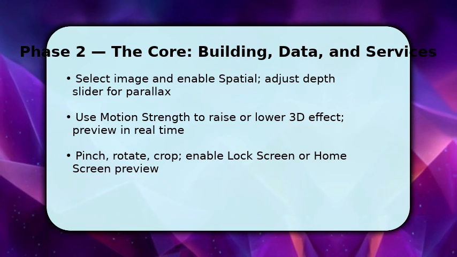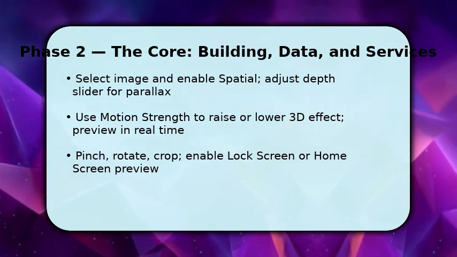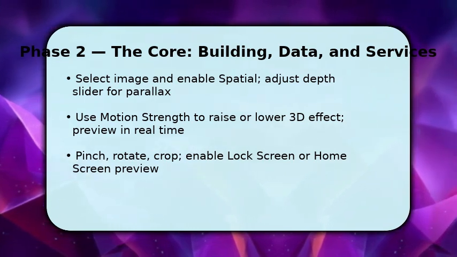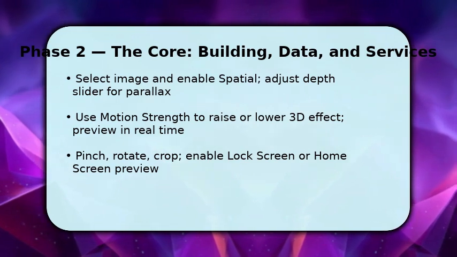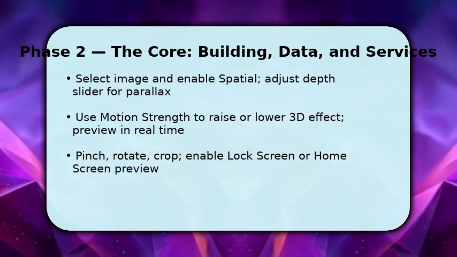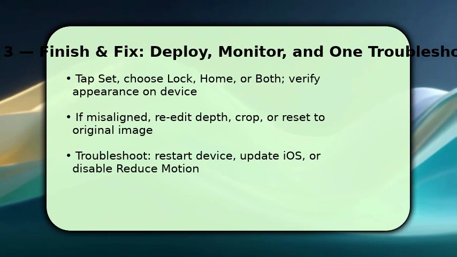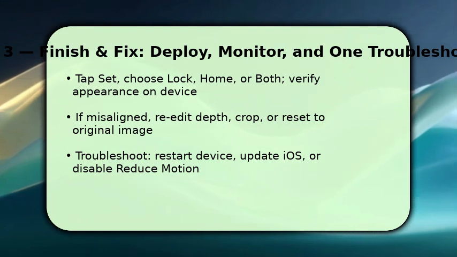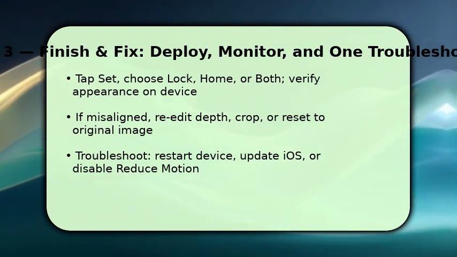You can pinch to crop, rotate, or reposition to avoid clipped elements. After adjustments, toggle preview for lock screen and home screen to confirm how widgets and icons interact with depth. You're ready to finalize. Tap Set and choose lock screen, home screen, or both, then view your wallpaper in normal use to ensure elements align.